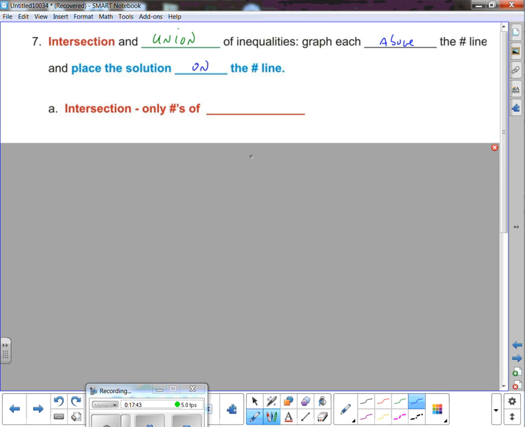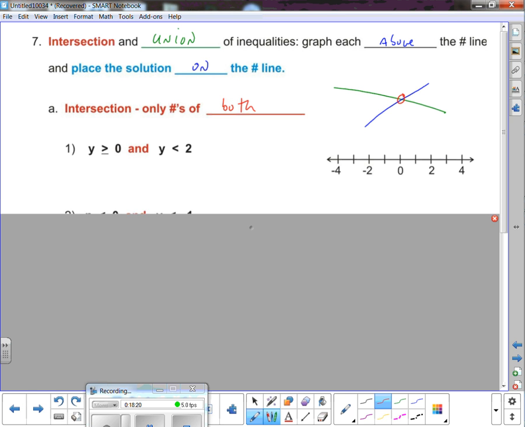Okay, intersection. What is intersection? Intersection is numbers, only numbers that belong to both. If you think of intersecting lines here to the right, I'm going to draw a green line, and then I'm going to draw a blue line. Notice that the point of intersection belongs to both the green line and the blue line. That's intersection, things that belong to both. When you talk about number sets, the intersection is numbers that belong to both. Okay, so let's do a couple of these, technically conjunctions.